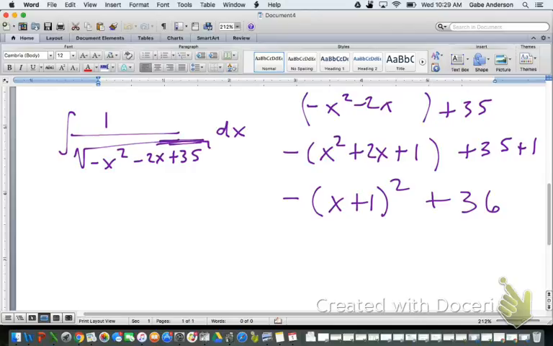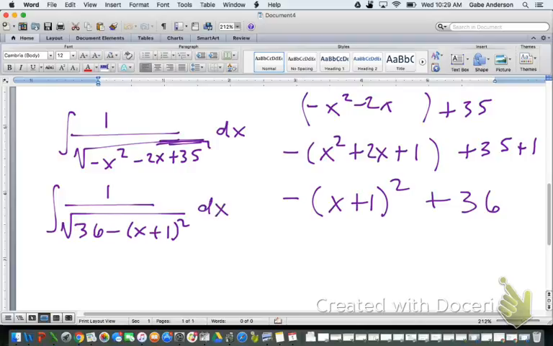So you go back, and you say, all right, now it's 1 over square root of 36 minus x plus 1 squared. And you ask yourself what your u and your a would be. Wouldn't your a be 6? Yes. And your u would be x plus 1? Yes. The top is supposed to be u prime, and it matches, doesn't it? Yes. So this is perfectly set up for arcsine. So this would end up being arcsine of x plus 1 over 6 plus c. Sorry, plus 1, that was just a mistake.